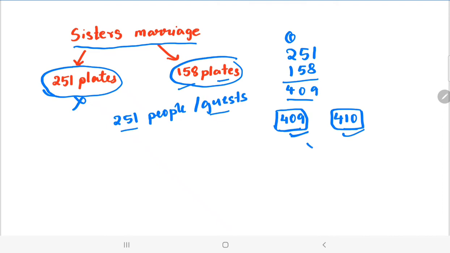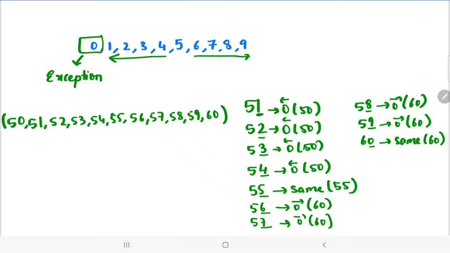This is where we will use estimation in our real life. Not only in this, any example you take, we will use estimation daily in our life. But now let us come to the mathematics world and see how to learn this estimation. To understand this estimation, I will take an example for you. I have taken 50 to 60 numbers here.